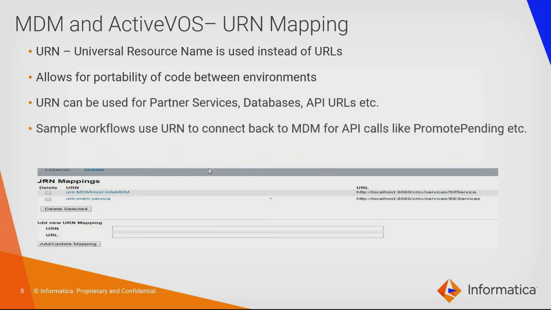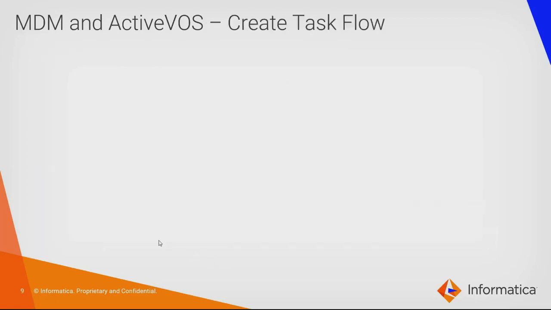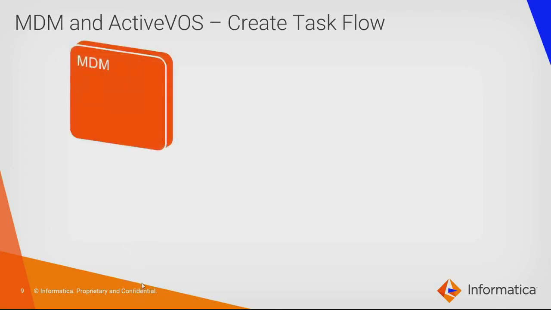So the sample workflows, as I mentioned, will rely on the URN mappings which are registered as part of the installation process. This is primarily used for the API calls that are made back to MDM, like after an entity has been approved or rejected, to execute promote and delete API calls back to MDM, or if a merge has been approved, then the execute merge API as well.